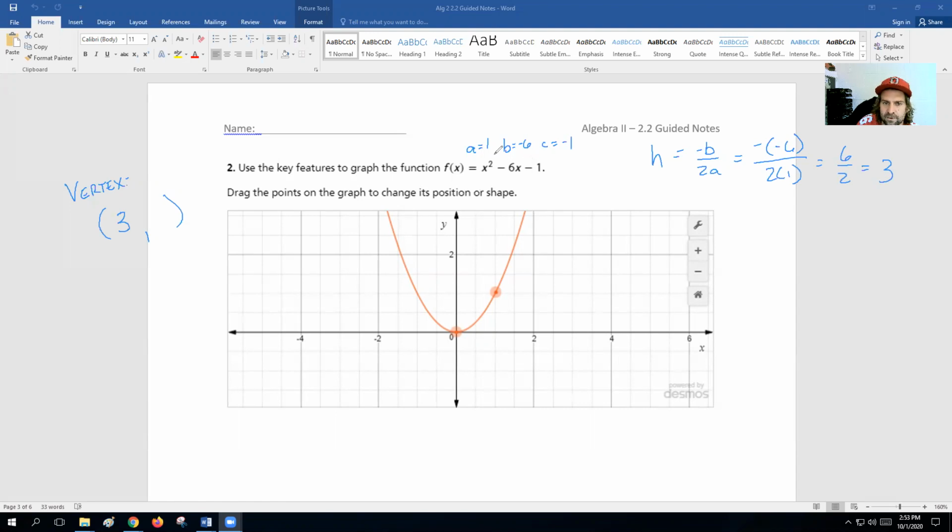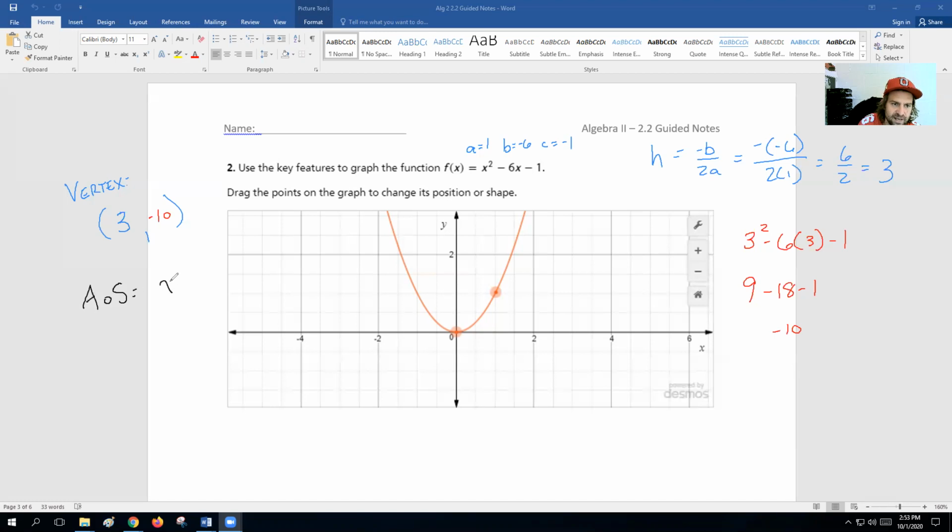Alrighty, now to figure out that what, we're going to plug it back into the original. So 3 squared minus 6 times 3 minus 1. So that'd be 9 minus 18 minus 1. So 9 minus 18 is -9, minus 1 is -10. Okay, some other pieces of information is our axis of symmetry.